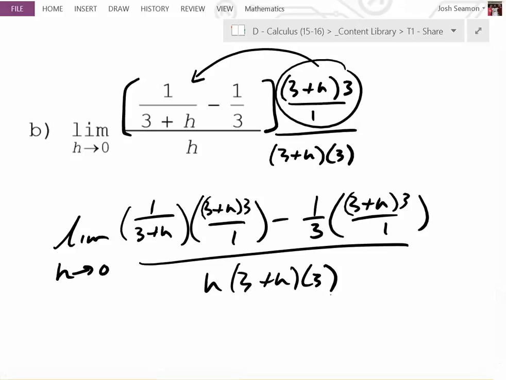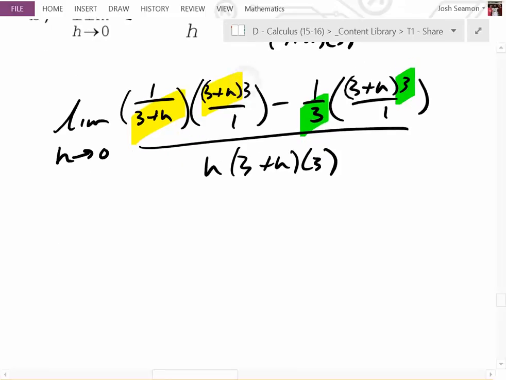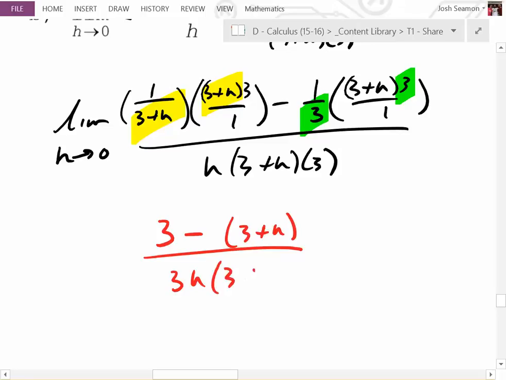What happens? What cancels now? Tell me one thing that cancels first in the top. The 3 plus h's cancel. What else cancels up top? The 3 cancels with the 3. So let's simplify just the top right now. What does the top become? 3 minus what? 3 minus 3 plus h. What's the bottom? 3 times h times 3 plus h.